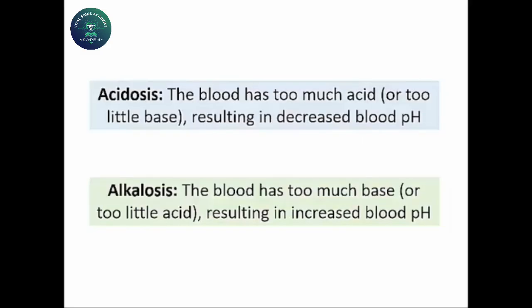Let us now discuss what is acidosis and alkalosis. These are two abnormal conditions that may affect the acid-base balance in the body. Acidosis: the blood has too much acid or too little base. This results in decreased blood pH. Alkalosis: the blood has too much base or too little acid. This results in increased blood pH. The condition is known as alkalosis.